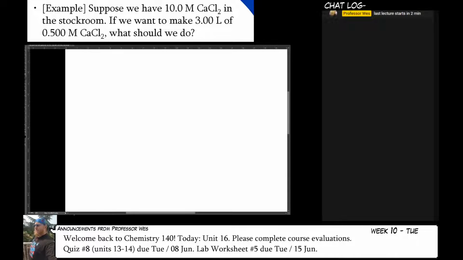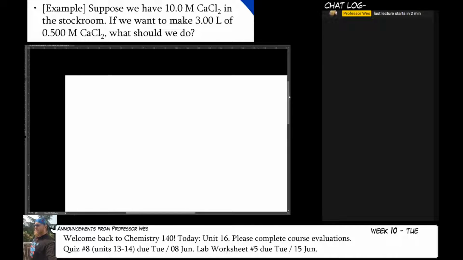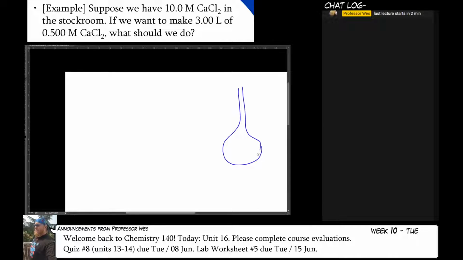Now, whenever we prepare a solution, just like with the solid solution before, we're going to have a flask. I can't draw flasks. That's just something I'm not good at. Okay, so there's my mark. And this flask is going to be 3 liters. I'm going to select a flask that has the volume that I want to make.